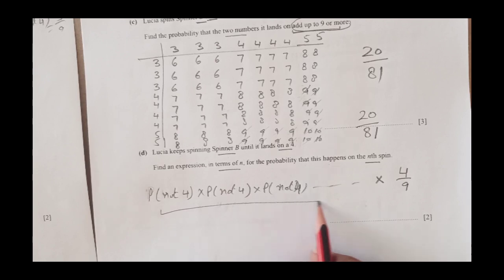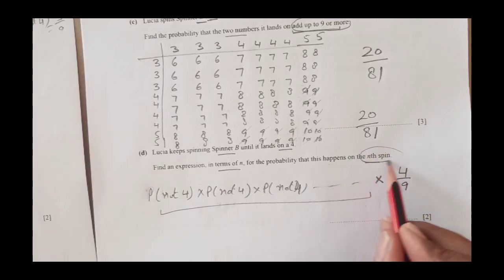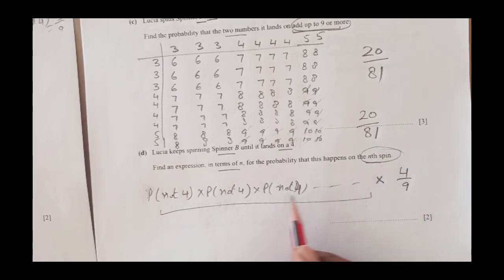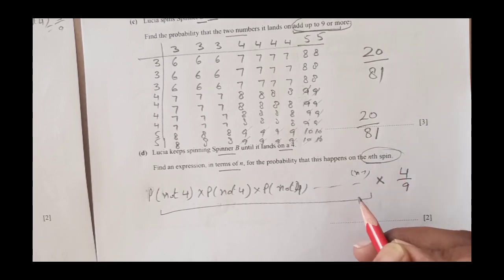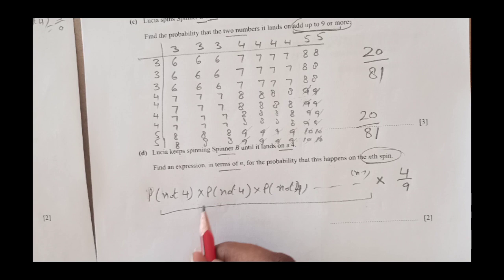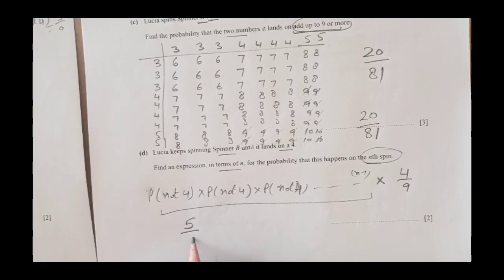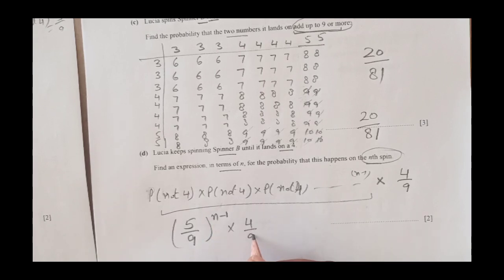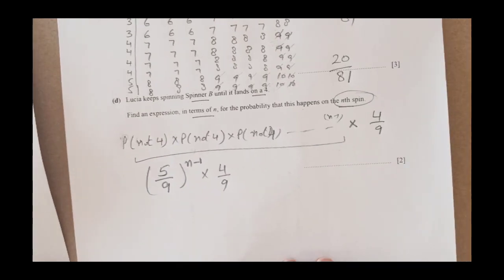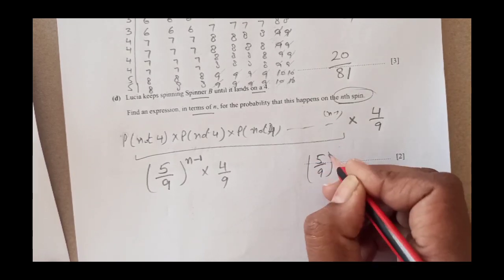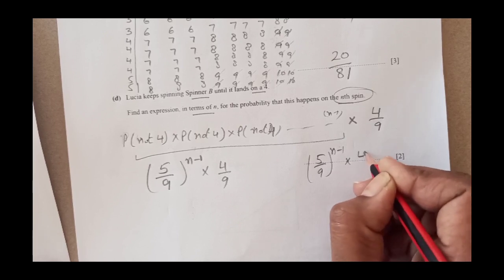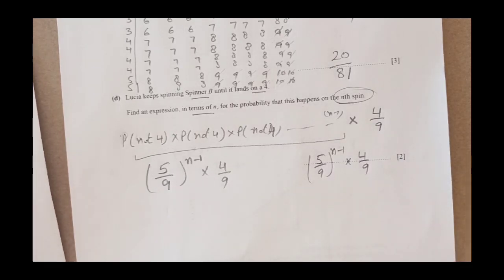If this is spun n times, the total number of terms is n. So one term before that is going to be n minus 1. The probability of not 4 is 5 over 9, how many times? n minus 1 times, then 4 over 9. So this is going to be the expression, right? (5/9)^(n-1) times 4/9 is the final answer for that.